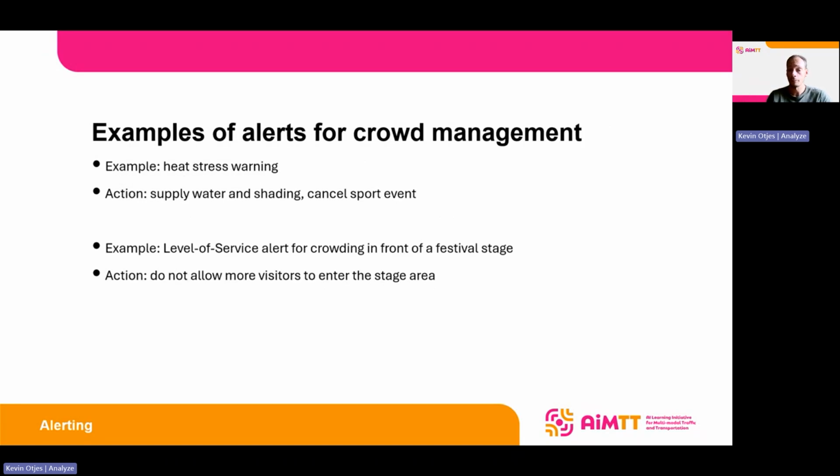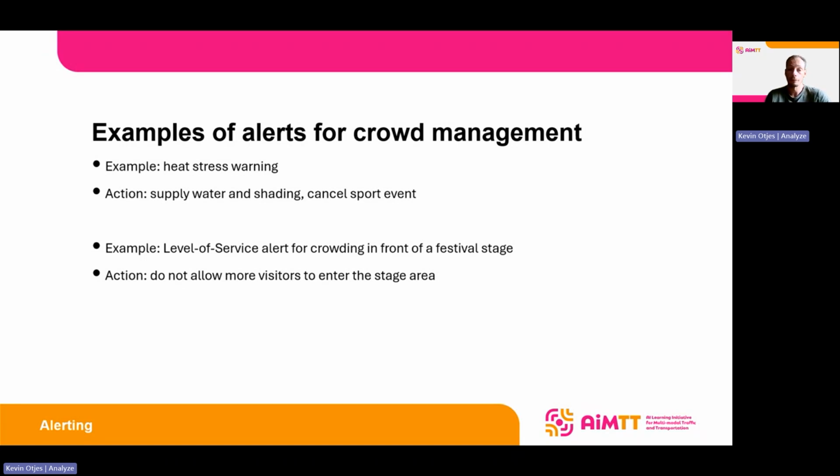And some examples of that can be heat stress warning, giving precise indications of where the temperature is rising too much, which would allow you to supply water and shading, or in a specific situation, for example, with a sport event, might even make you cancel it, or planned activities that are too intensive.